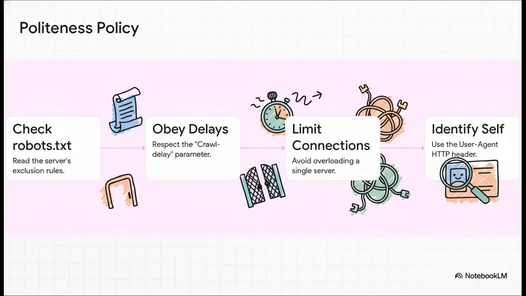And just as important as being fast is being polite. A web crawler could easily crash a small website's server if it just hammers it with too many requests too quickly. So any well-behaved crawler follows a politeness protocol. It always checks a site's robots.txt file for any special rules, it respects any requested delays, it limits how many times it hits one server at a time, and it clearly identifies itself so webmasters know who's visiting. It's about being a good citizen of the internet.